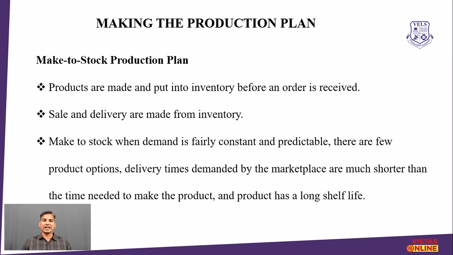And if you have any kind of forecast, like an increase in the cost of material, you can change your plan accordingly. Sale and delivery are made from inventory. Here this is very clear. Sale and delivery are made from inventory, which means that manufacturing of a product and delivery to the customers are also an important part of manufacturing the product.